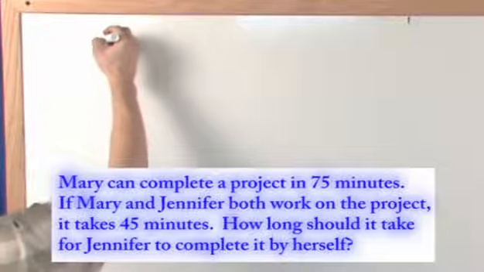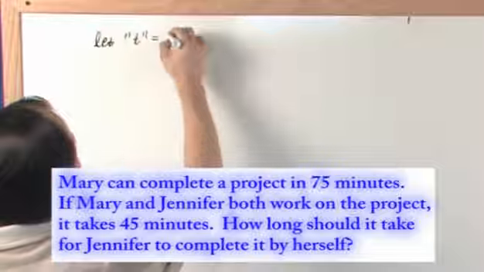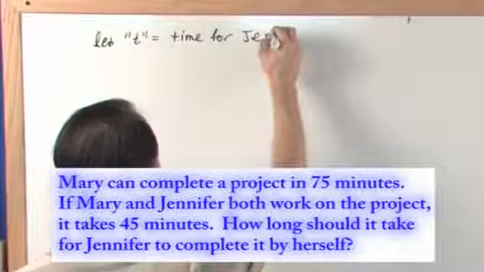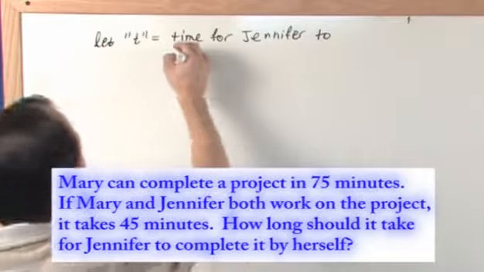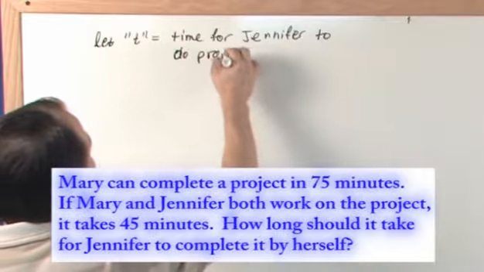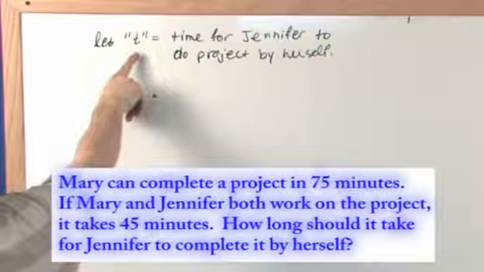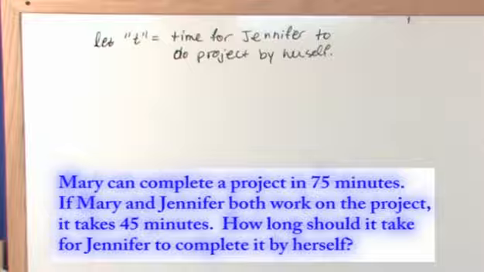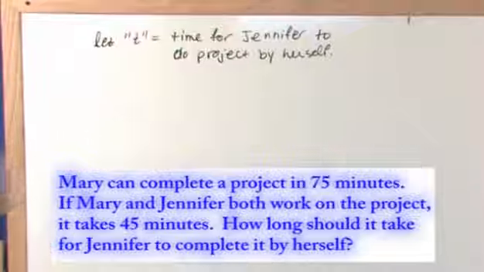So what we're going to do is let T equal the time for Jennifer to do the project by herself. Okay, that's what we're doing. So this T is a little bit different than it was in the last problem. In the last problems, we defined T to be the total amount of time it took both of them to work on the project together. This one we're defining as the unknown in this problem, which is how long it takes Jennifer to do it by herself.